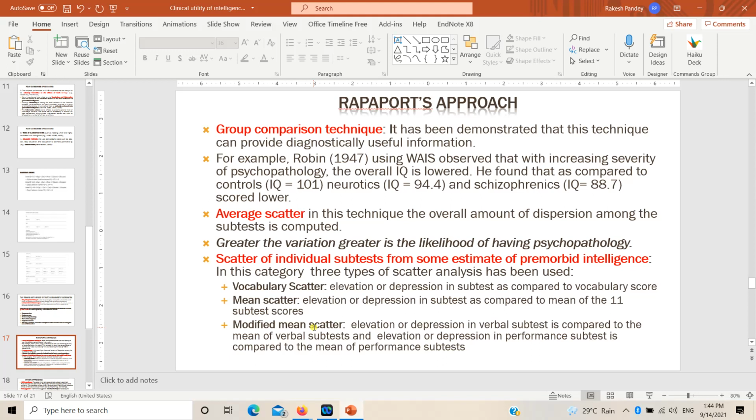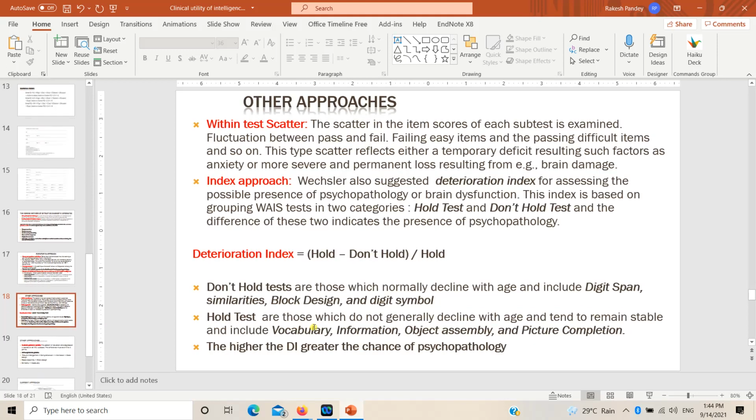These are the traditional classical ways of analyzing intelligence test scores. The single theme to remember is that greater the scatter, greater the variation, and if there is a pattern of depression and elevation, low and high, then this is more indicative of psychopathology. Other approaches have also been used and suggested in the literature. One is within test scatter.